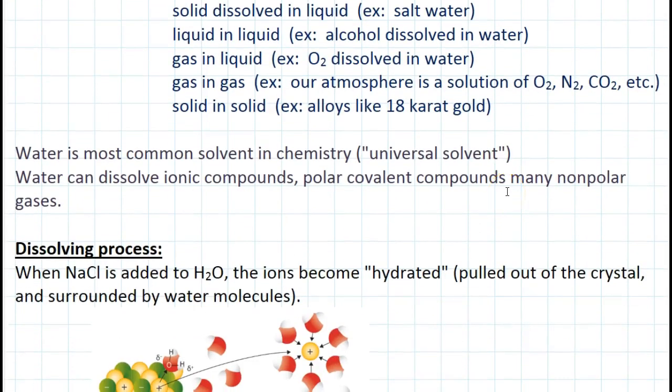Water is a very important point here. Water is considered the universal solvent because in chemistry especially, it's what we're mostly going to be using. And that's because water can not only dissolve ionic compounds, by pulling ions apart, but it can also dissolve polar covalent compounds and even some nonpolar gases like oxygen and nitrogen.